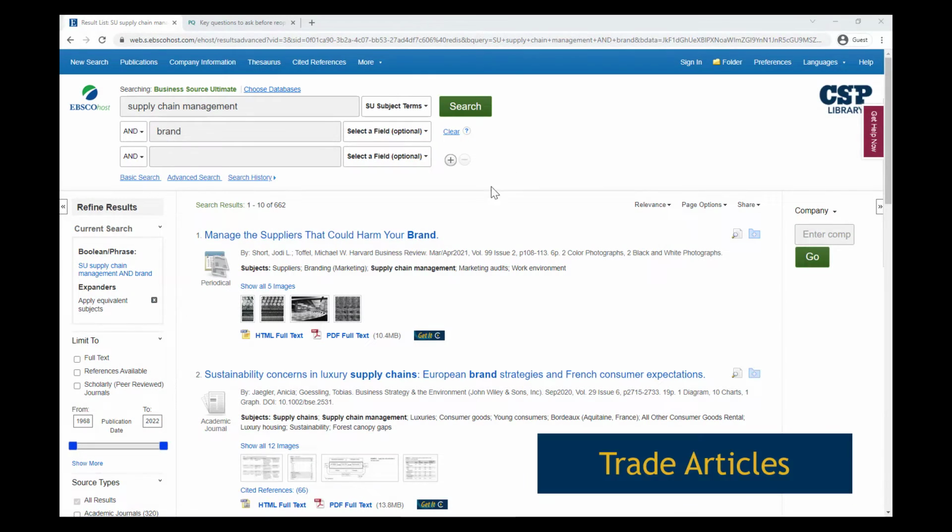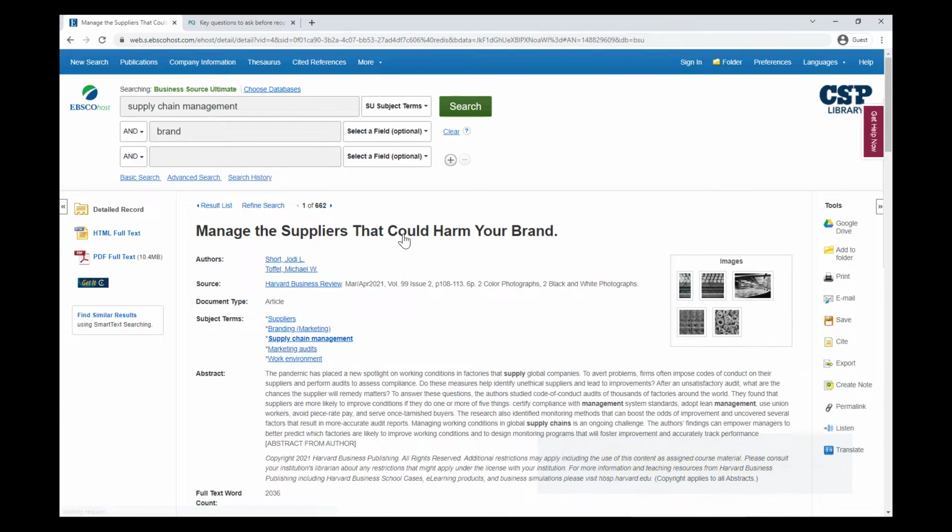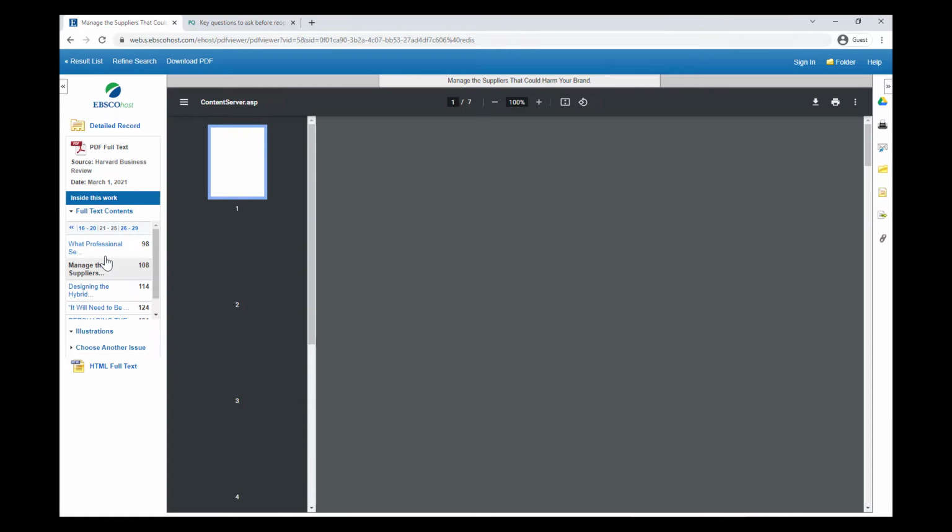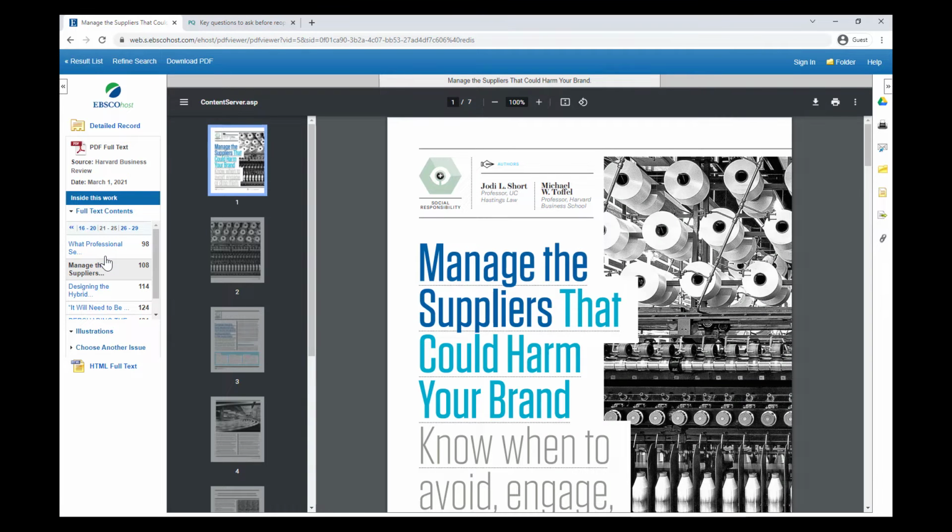Another type of article you'll often encounter in the business world is the professional or trade article. Just at a glance, you'll notice a big difference in the length and look of this article. These articles come from trade or professional magazines, which are written for members of a specific industry by other industry members or journalists. In this example, we're looking at an article from the Harvard Business Review, a prominent magazine in the business world widely read by business leaders.